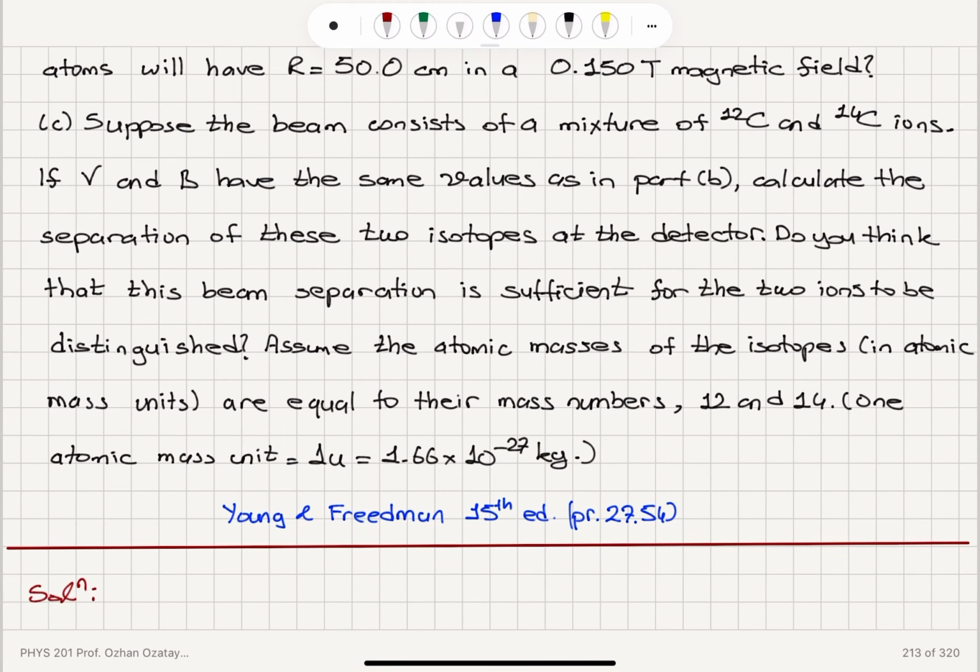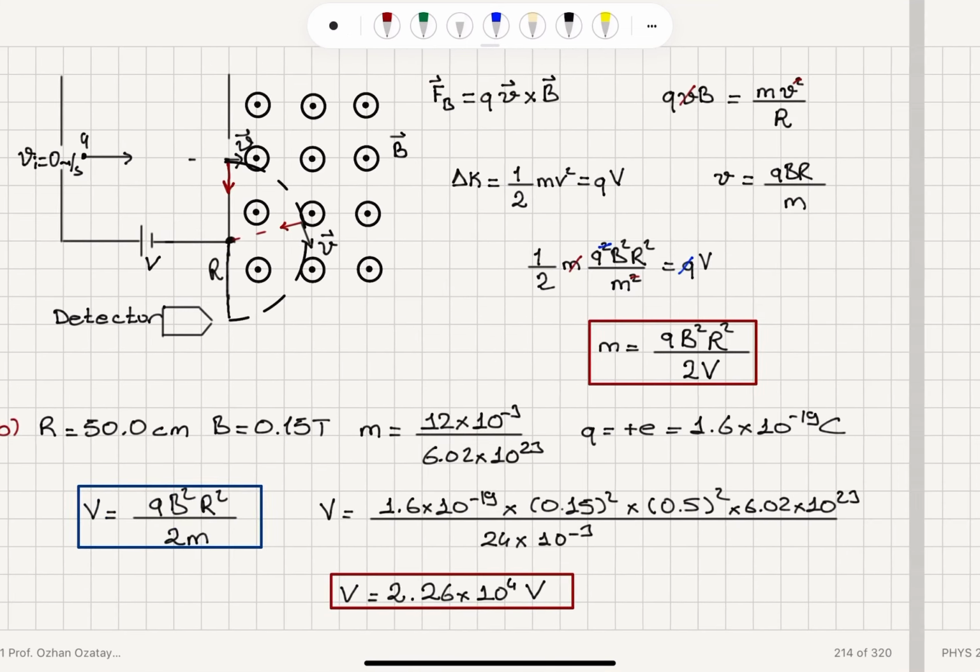Now let's move on to part C. Suppose the beam consists of a mixture of carbon-12 and carbon-14 ions. If the potential V and magnetic field B have the same values as in part B, calculate the separation of these two isotopes at the detector. Do you think that this beam separation is sufficient for the two ions to be distinguished? Assume the atomic masses of the isotopes in atomic mass units are equal to their mass numbers, 12 and 14, and one atomic mass unit is 1.66 × 10^-27 kilograms.